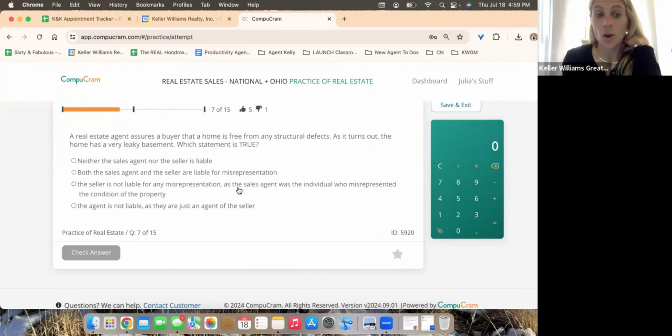A real estate agent assures a buyer that a home is free from any structural defects. As it turns out, the home has a very leaky basement. Which statement is true? A, neither the sales agent nor the seller is liable. B, both the sales agent and the seller are liable for misrepresentation. C, the seller is not liable for any misrepresentation as the sales agent was the individual who misrepresented the condition of the property. Or D, the agent is not liable as they are just an agent of the seller.